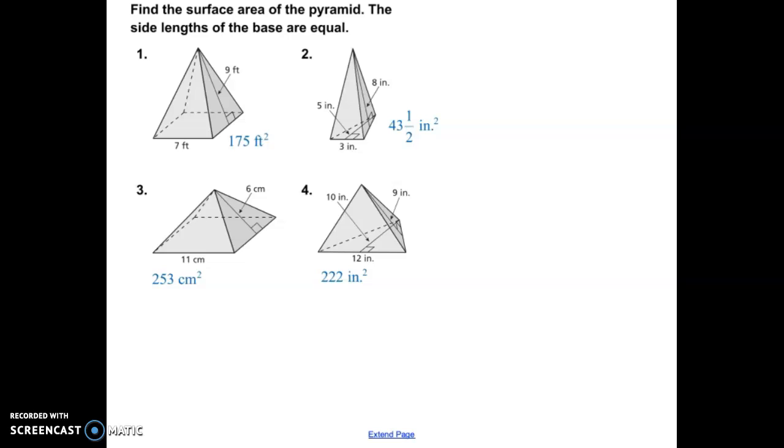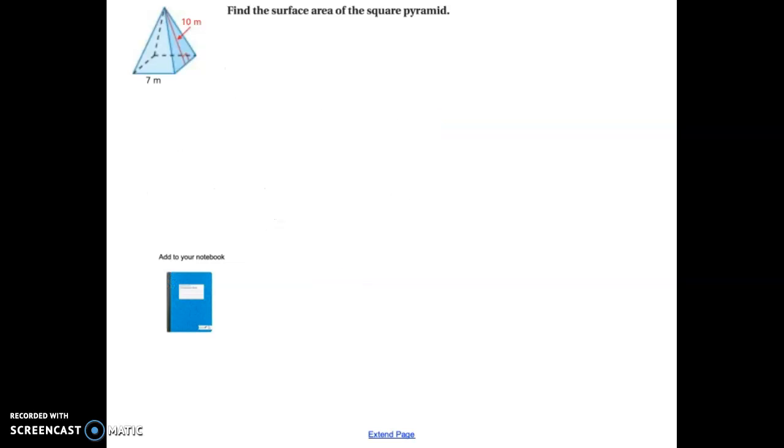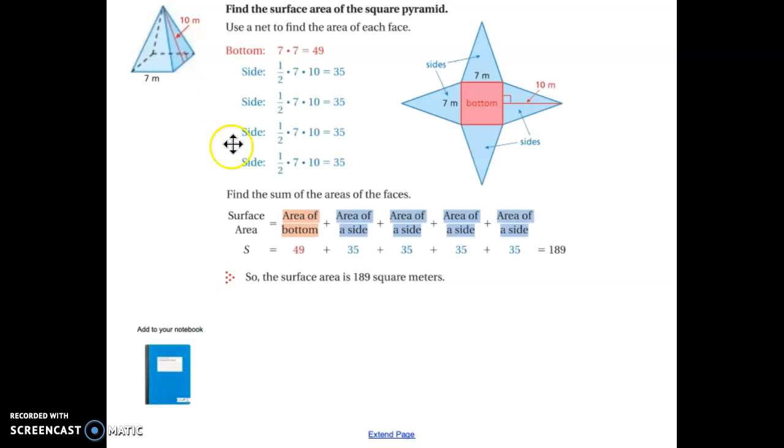All right, let's keep rolling here. Find the surface area of the square pyramid. Again, they're telling us the base is square. That's why it's called a square pyramid. So the area of that base is 7 times 7, and that is 49.